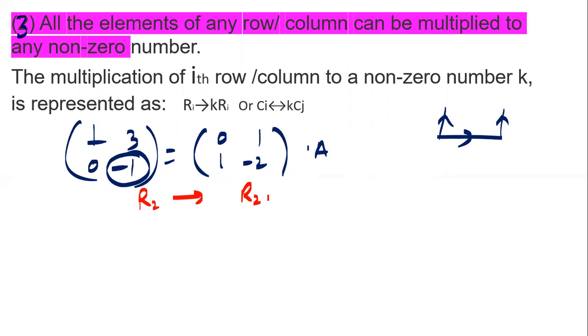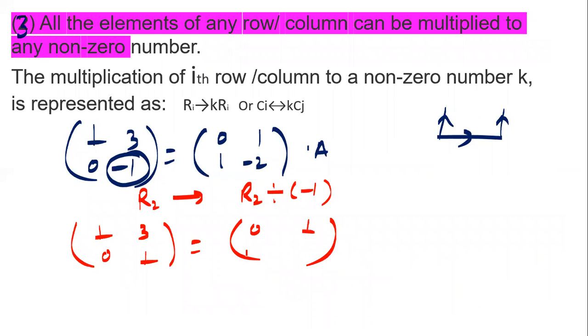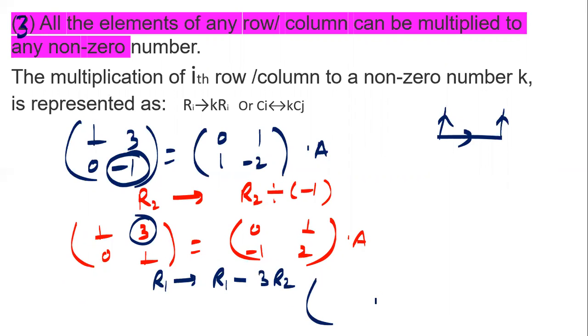R2 divided by minus 1. On both sides I can divide by minus 1. That is, R1 will remain as it is, 0, 1, minus 1, 2. Now my purpose is to get 0 over here. What can I write? R1 arrow R1 minus 3R2. There is no change in R2. It will remain as it is.